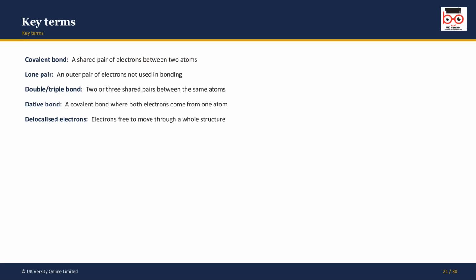A covalent bond is a shared pair of electrons between 2 atoms. A lone pair is an outer pair of electrons not used in bonding. A double or triple bond is 2 or 3 shared pairs between the same 2 atoms. A dative bond is a covalent bond where both electrons come from one atom. And delocalized electrons are electrons free to move through a whole structure, as in metals.